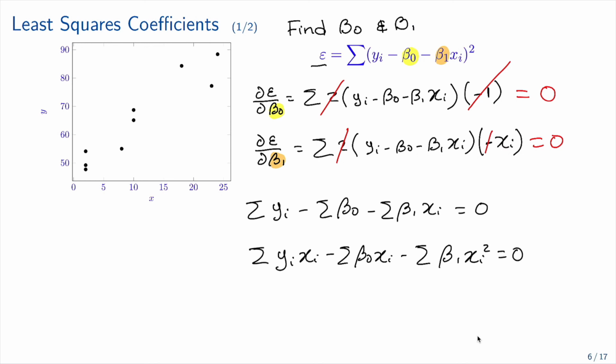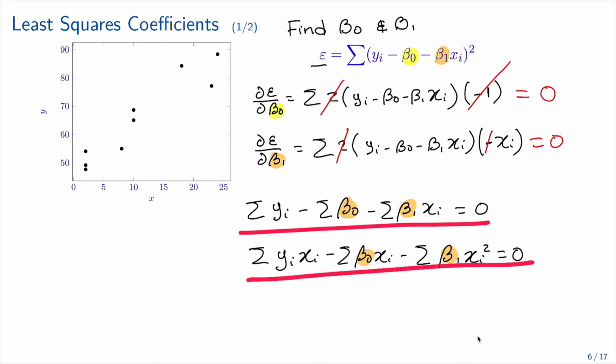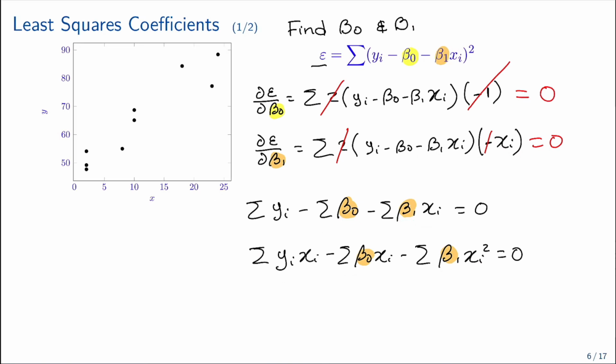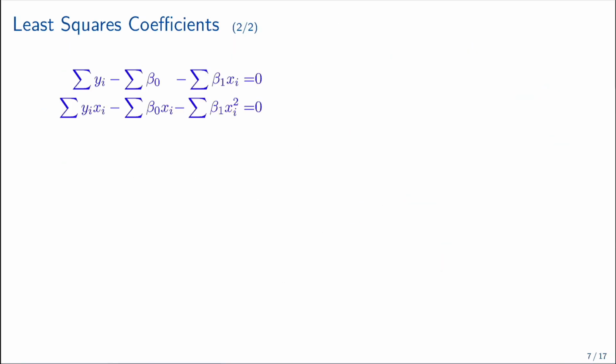Now remember that our variables are beta 0 and beta 1, and we have to solve for beta 0 and beta 1. So in reality we have two equations and two variables, beta 0 and beta 1. Let's set up our system of equations. I rewrote the equations here so we can simplify them further.